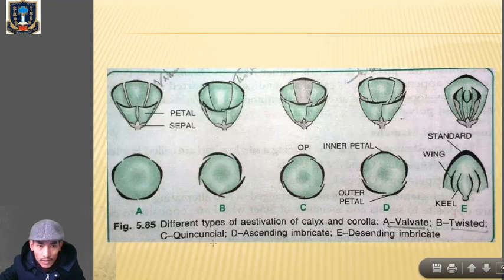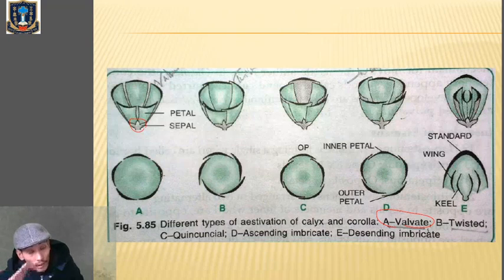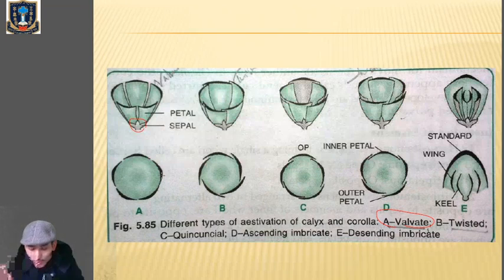So let's see the diagram. Can you see over here figure number A? Figure number A is the valvate type of estivation. Here you can see that this is the sepal part, and these are the petals. So the petals lie close to each other, or we can say they will simply touch each other. Even in the floral diagram, the petals are simply close to each other, but they will not overlap each other. This is a very important thing. They are just close to each other, but they don't overlap each other. This is usually found in the plant called Calotropis.